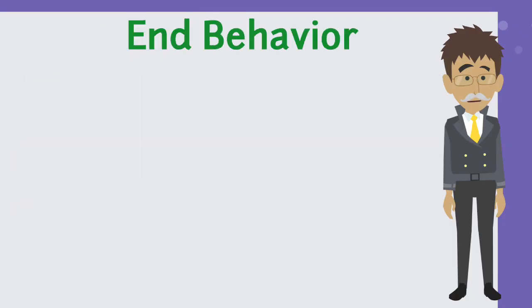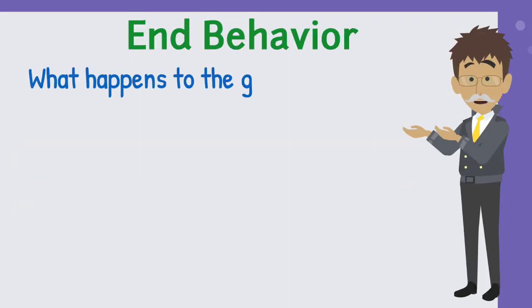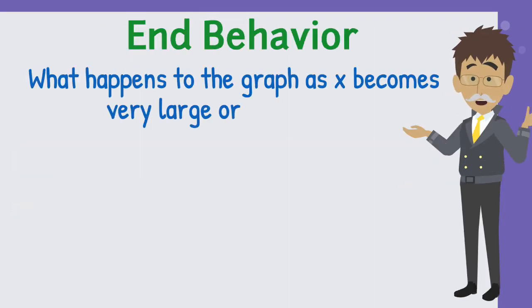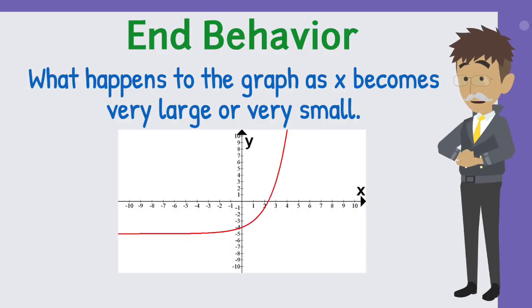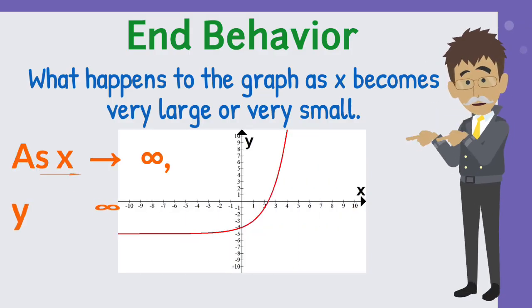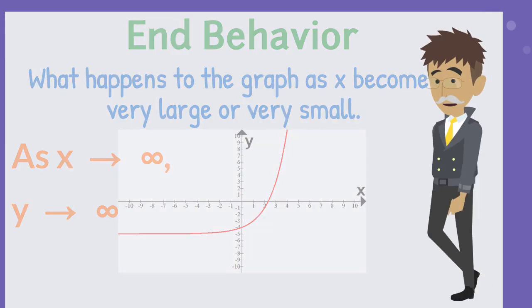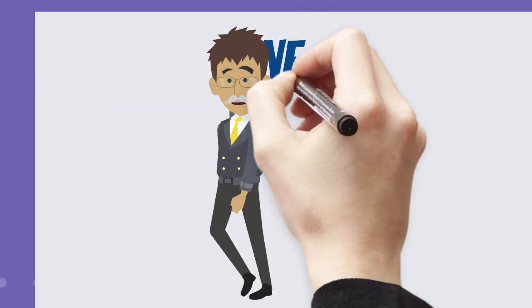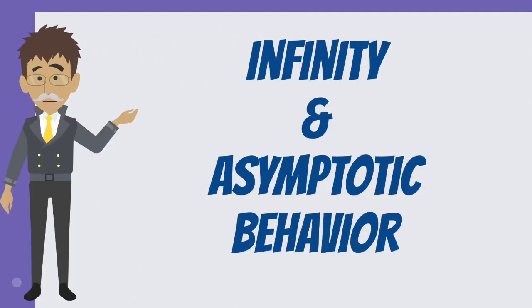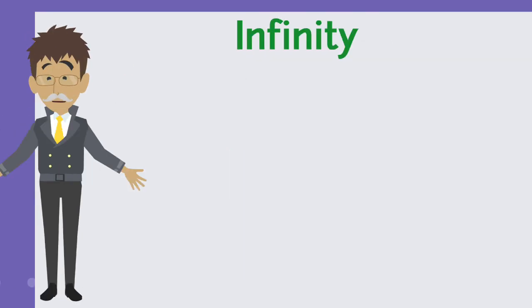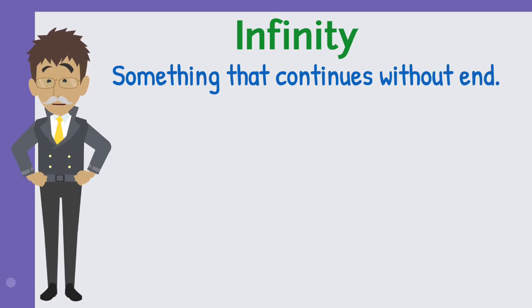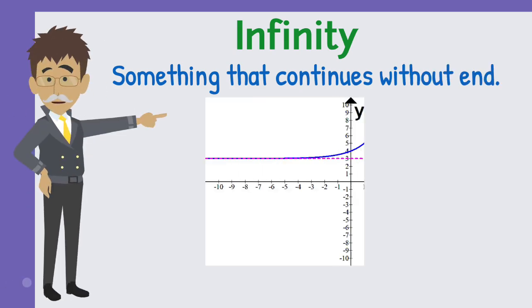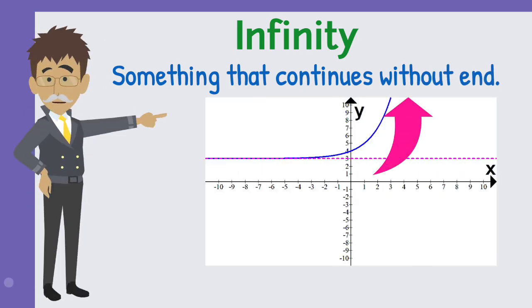End behavior. What happens to the graph as x becomes very large or very small? For example, as x increases, exponential growth rises quickly. Some graphs never stop growing or shrinking. Infinity helps us describe what is happening as values move beyond what we can see. Infinity, something that continues without end. For example, this graph keeps rising towards infinity.